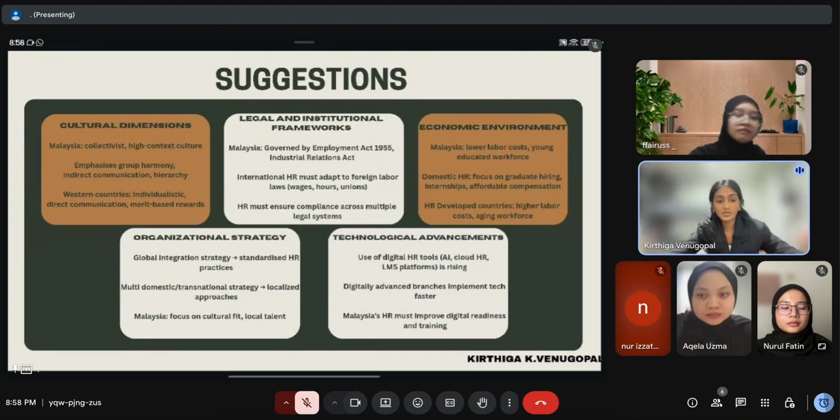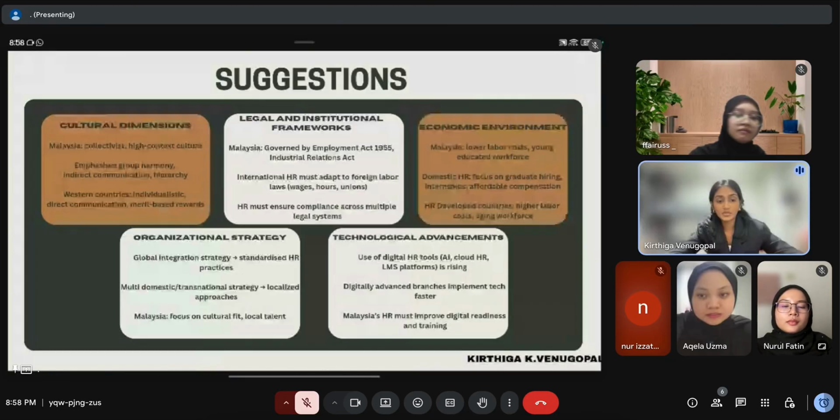So moving on to the last point, which is technological advancement. Technological advancement shows that digital tools like AI recruitment or online training are becoming common. But not all countries are equally ready. In Malaysia, human resource might need to invest more in digital training before fully using these tools, while branches in tech advanced countries may already be using them effectively.